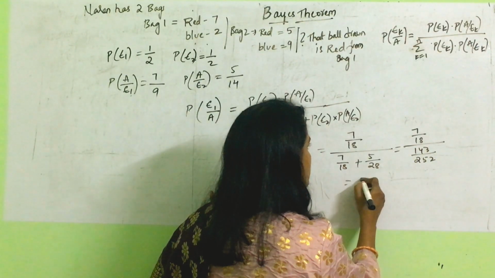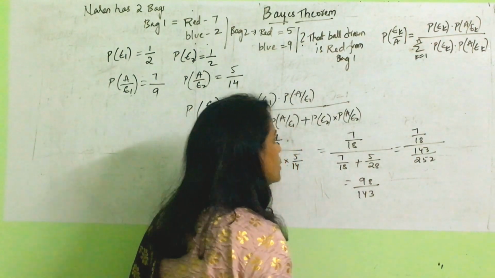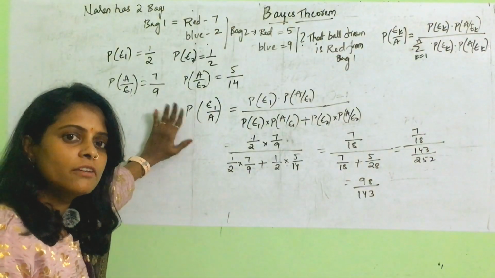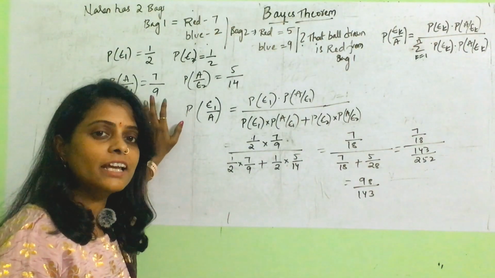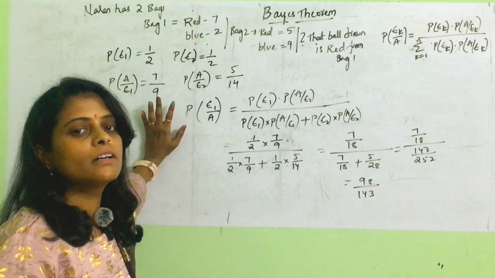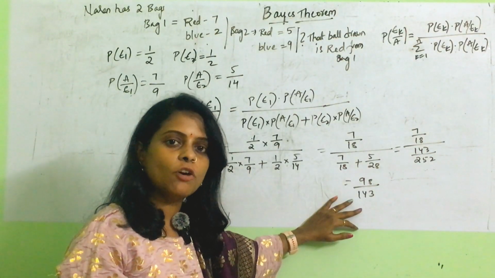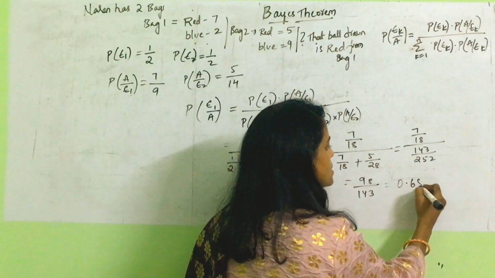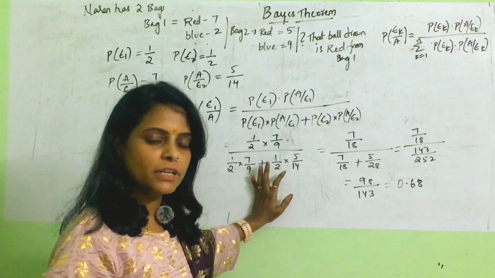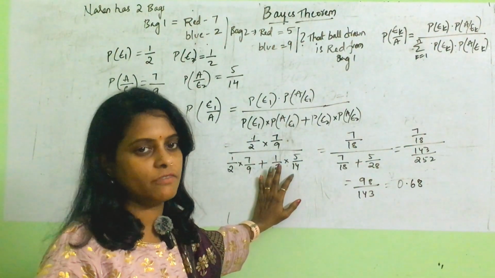So what is the value? That is 98 by 143. So what is the probability that the ball which Naren is drawing, a red ball, is from bag 1? That is 98 by 143, about 0.68. 0.68 is the probability that the ball drawn at random from bag 1 is a red ball.